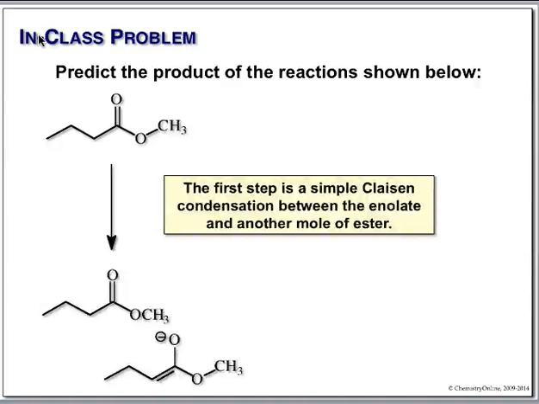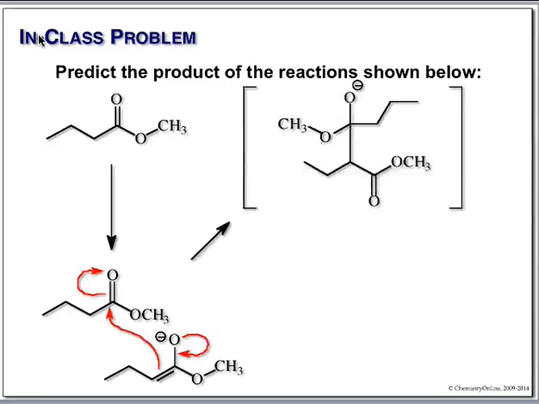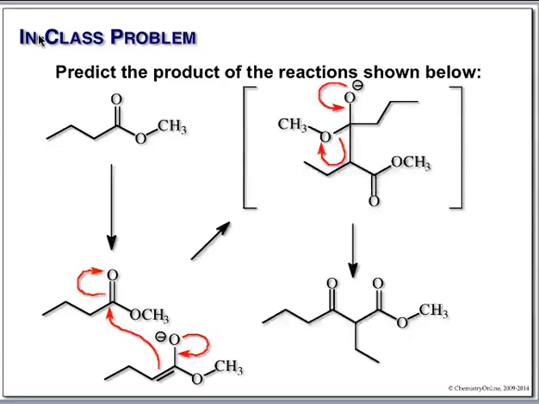First step, enolate is going to attack an ester. Our tetrahedral intermediate will look like this. Methoxide is our leaving group. And this is our beta keto ester.